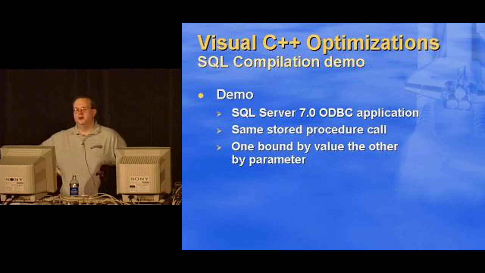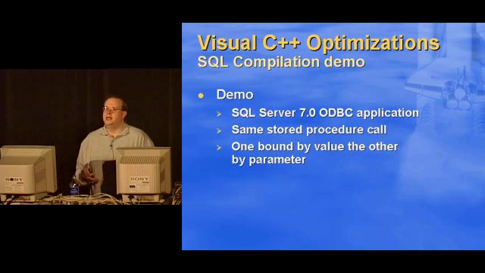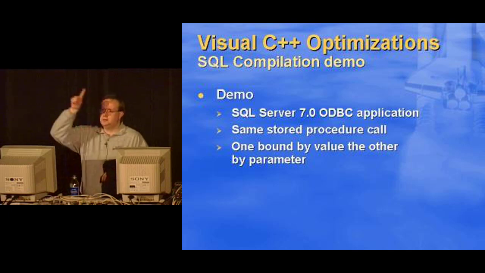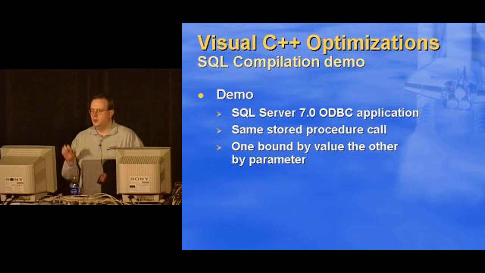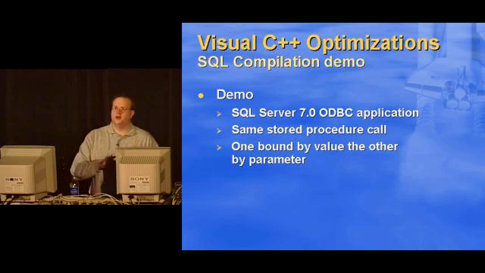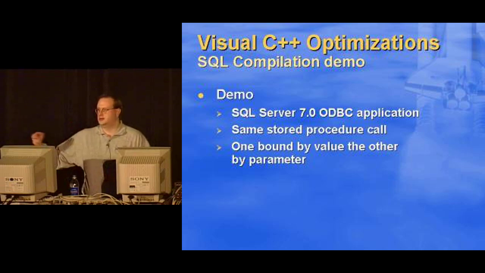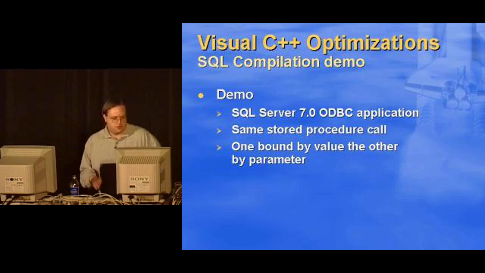Now what we're going to do is build these and run them, and we're going to be running perfmon. Hopefully, as I was playing with this before, we'll see a big spike in SQL compilations with one, and then with the other, when we bind it by parameter, we'll just see it jump up to 1, back down to 0, and stay there. So let me switch over to my demo machine.